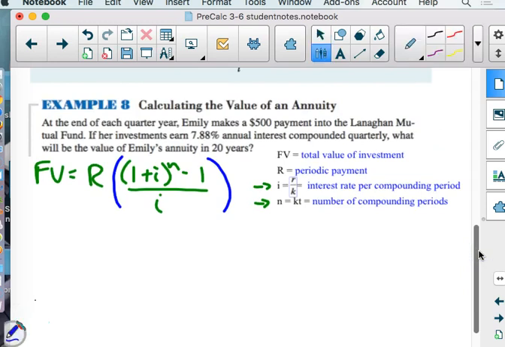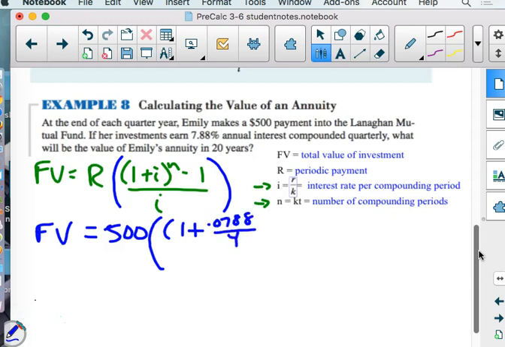So future value equals. Did they mention the payments? What's she putting in? $500 times 1 plus I. Well, now we have to think there's math there. So first thing I have to do is find the interest rate, 7.88, so it's going to be 0.0788. But then I have to divide it by how many times a year it's going to be compounded. Did they say? How many? Quarterly. So 0.0788 divided by 4. And now we have to do a little work for N.